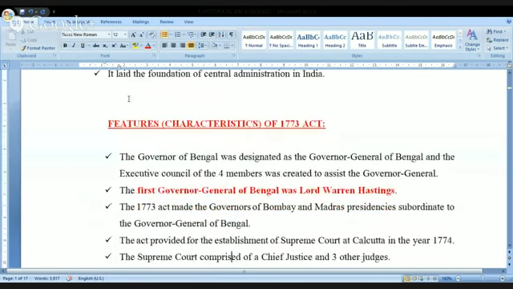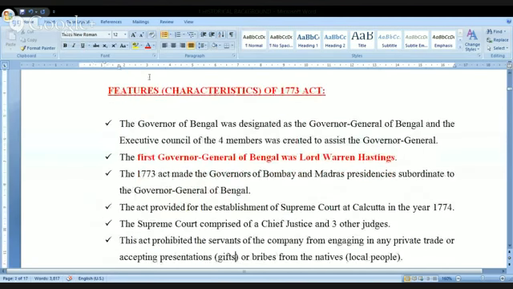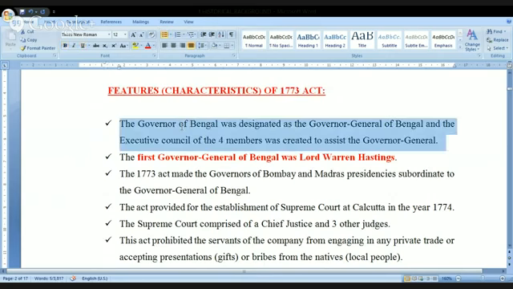Okay. Now we'll try to see what are the features. Features means characteristics of the 1773 Act. What are the important points? We'll try to understand here. Look at this. The Governor of Bengal. See here, we have some important people during our discussion. Sometimes you might have heard about these words like Viceroy of India or Governor General of India. Basically, this concept was existing in India for quite a long period of time since the entry of the East India Company.